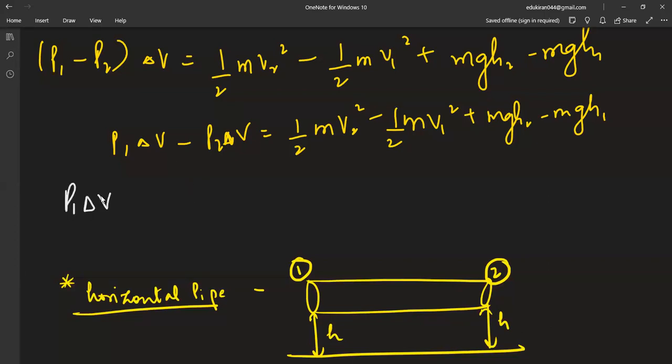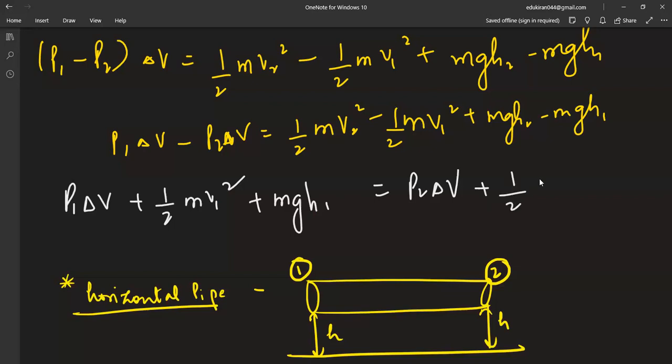Now see, I'm just rearranging the terms. P1 delta V, and from here I'm bringing this, so it will become plus half m v1 square. And I'm bringing this also, plus m g h1, is equal to, I'm bringing it here, P2 delta V, which was already there, plus half m v2 square plus this m g h2.